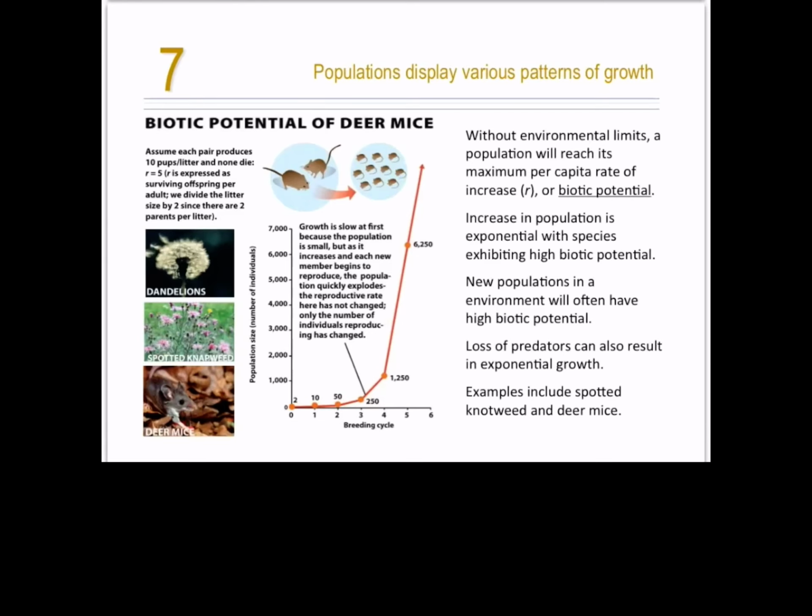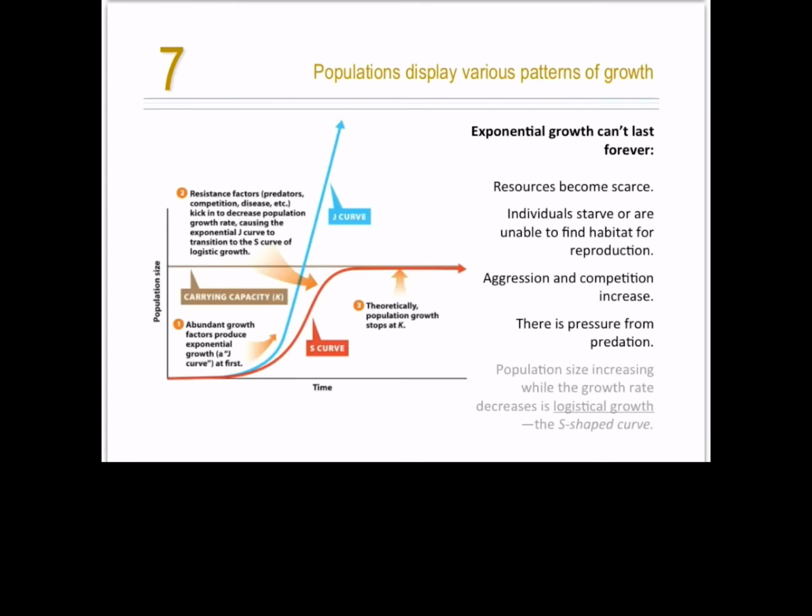However, this exponential growth does not last forever. Resources can become scarce, individuals starve or suffer from diseases. Aggression and competition are going to cause problems for these populations that limit their growth. And also, if you have predation or predators coming into this ecosystem, that's going to limit the growth of these organisms as well.